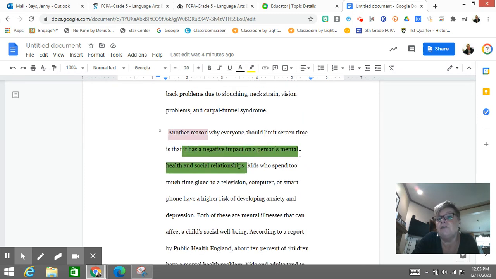Now, the next paragraph gives the second reason. Another reason why everyone should limit screen time is that it has a negative impact on a person's mental health and social relationships. Kids who spend too much time glued to a television, computer, or smartphone have a higher risk of developing anxiety and depression. Both of these are mental illnesses that can affect a child's social well being.